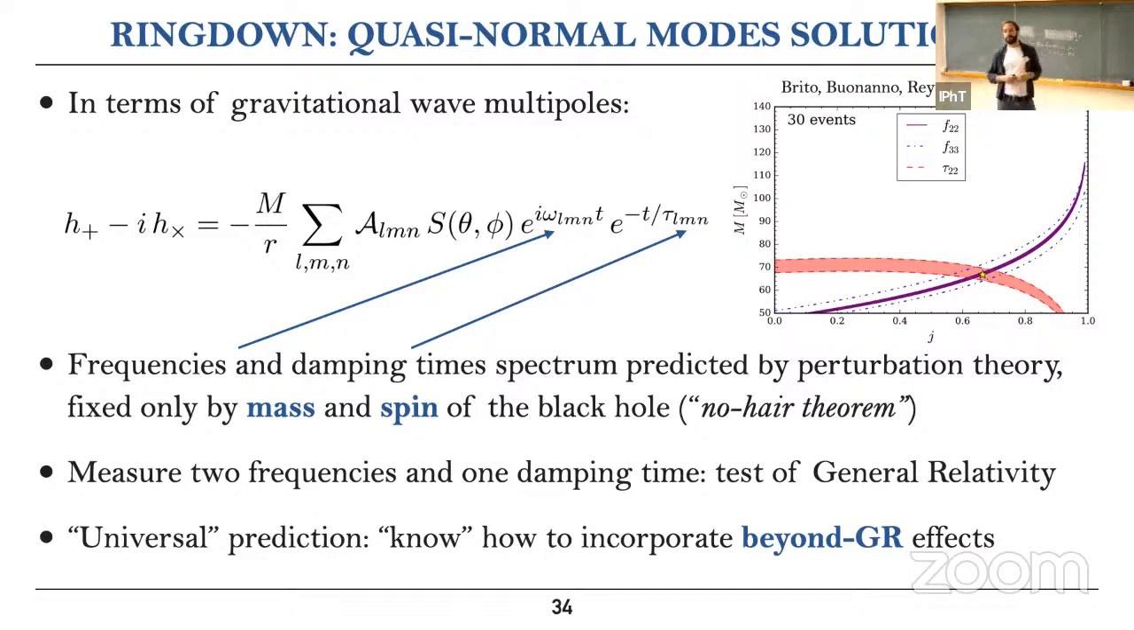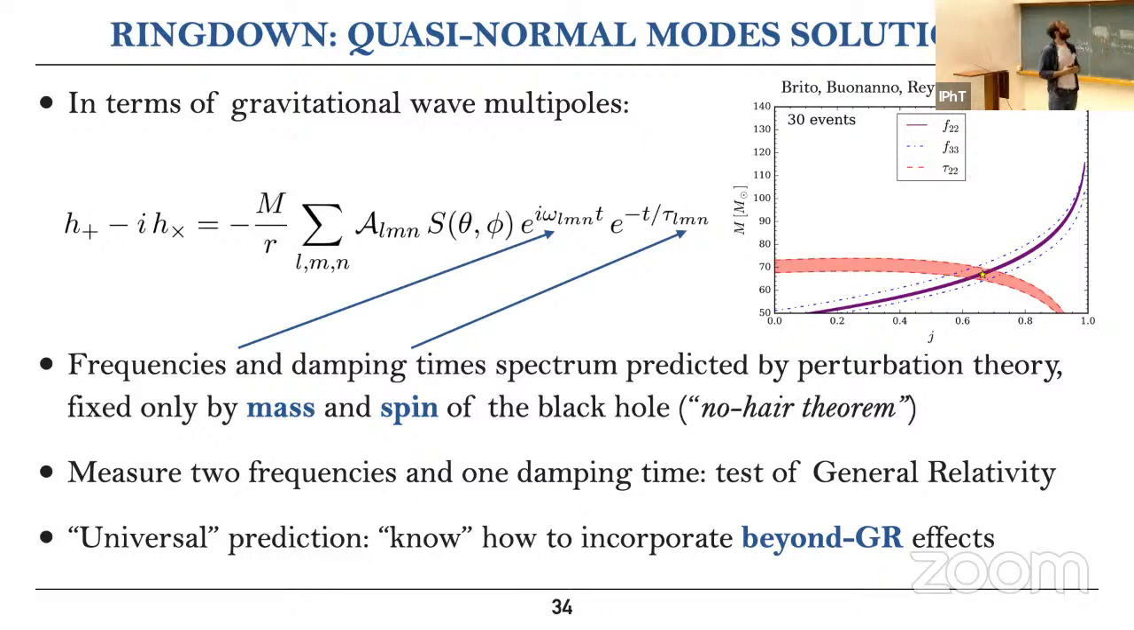So can LIGO measure anything more than the fundamental mode, L equals M equals 2 and N equals 0? LIGO and Virgo can, in principle, measure more than the fundamental quasi-normal mode. There is a hot debate about this. There are people claiming that we have seen an overtone. There are people saying that we have seen a fundamental. So here there are indices. L and M are the standard angular indices, and N is a radial index, which is called the overtone index.